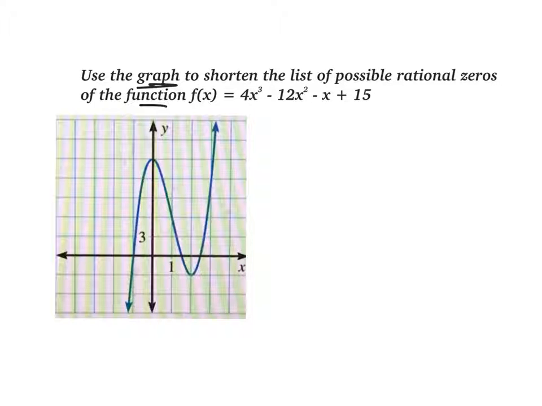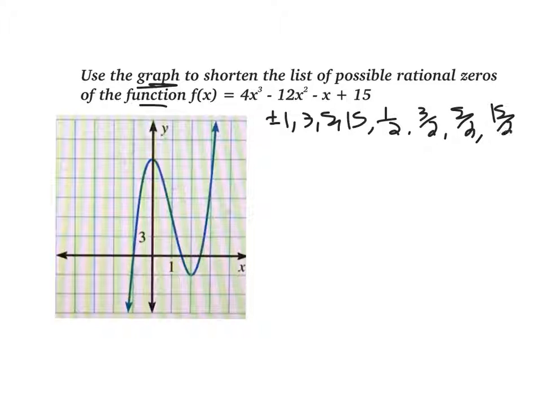So what I'm going to do first, start off by making my list again. Factors of 15, 1, 3, 5, 15, over the factors of 4, 1/2, 3 halves, 5 halves, 15 halves, and also 4, 1, 4, 3, 4, 5 fourths, 15 fourths. There's my list. So I'm looking at that list and looking down here at where it might cross. And the first thing I see is this one right here. It looks like a 0 might be at negative 1. So let's try negative 1.